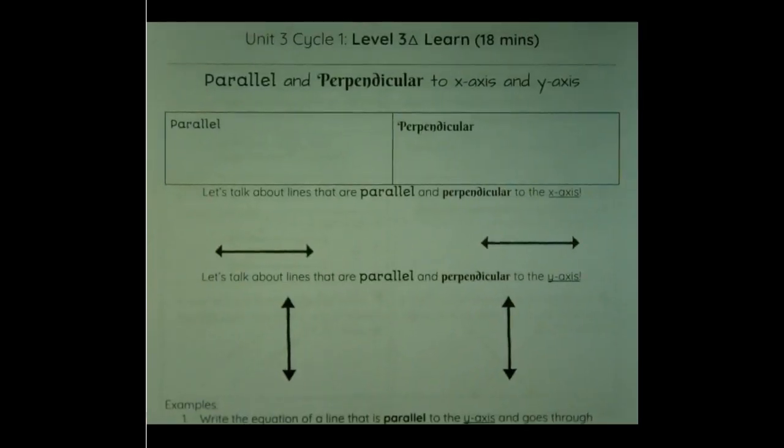Okay, welcome to Level 3 Triangle Learn. These are our notes, and we are going to talk about parallel and perpendicular lines to the x and y axis.